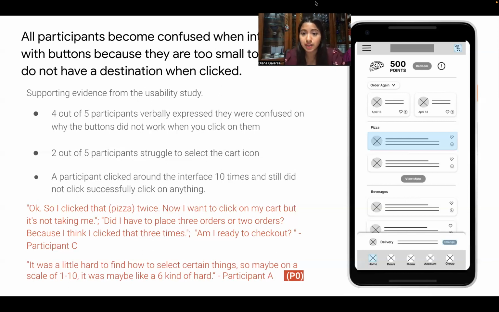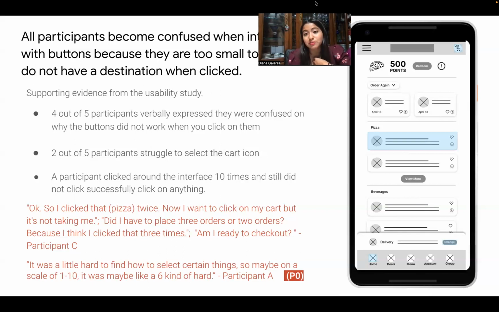So she's trying to click on the checkout button and it's not working for her. 2 out of our 5 participants struggled to select that cart icon. Now, how are you going to place your order if you cannot check out? Not convenient whatsoever. 8 participants that particularly stood out to us during our study clicked around the interface 10 times. Can you imagine? And she was not successful. It still didn't move her forward.